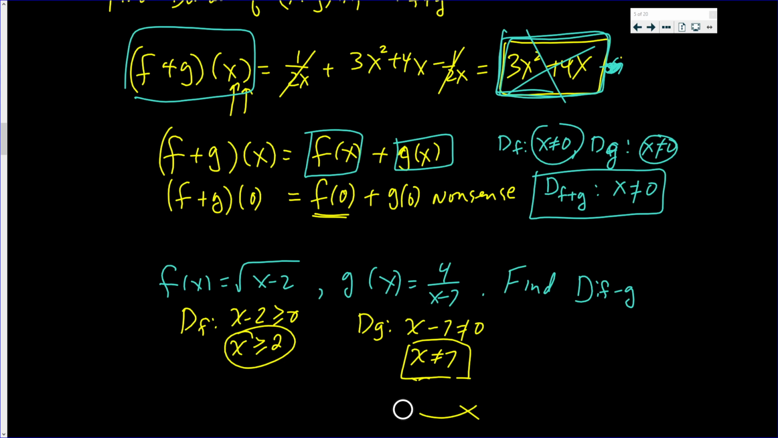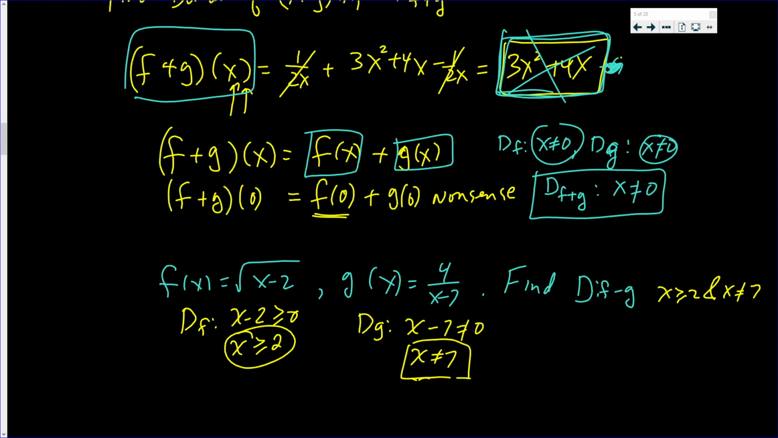But if x is bigger than 2, that's including 7. So we have to say both. The domain is x is greater than 2 and x is not 7. It's all numbers 2 and above except 7.